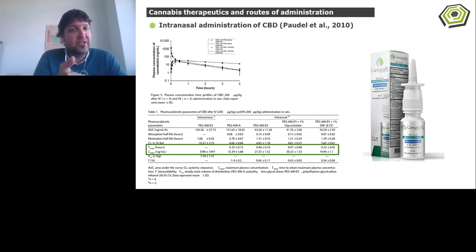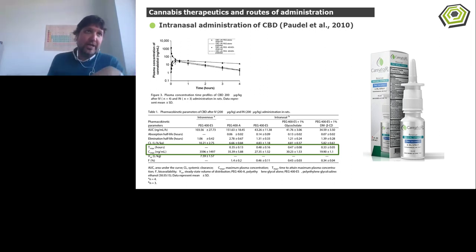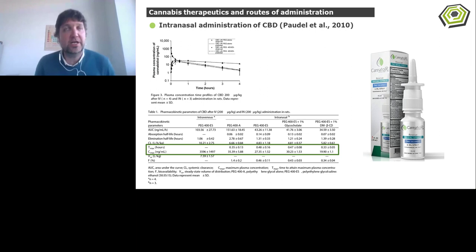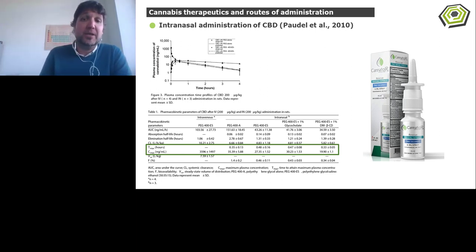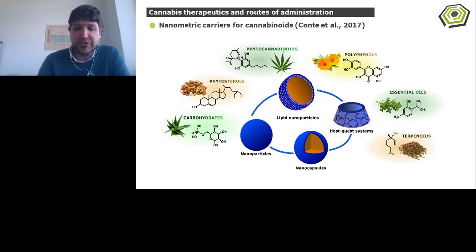In this case, intranasal administration will be a fast way of absorbing cannabinoids for indications that maybe cannot wait 1-2 hours for an onset of action, and at the same time won't be preferred for chronic treatments in which we need to maintain the concentration in the blood within the therapeutic range.